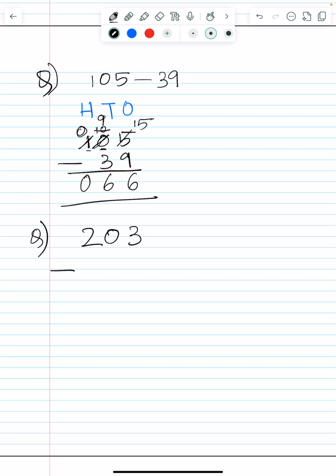203 minus 38. We need to write down the ones, tens, and hundreds. This is ones, this is tens, this is hundreds.